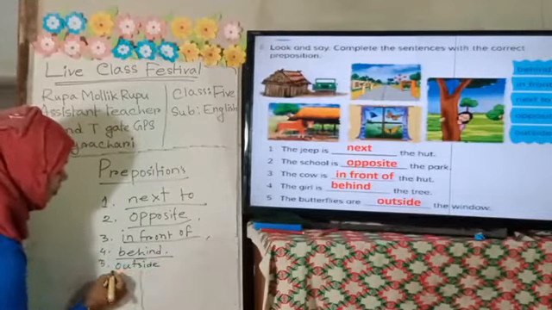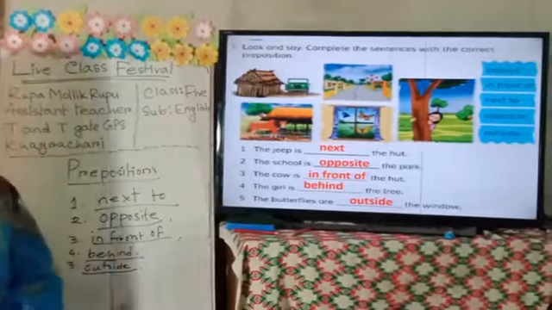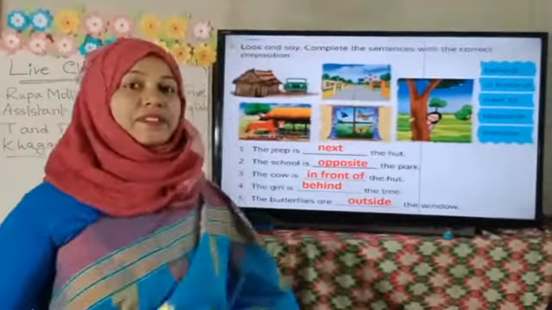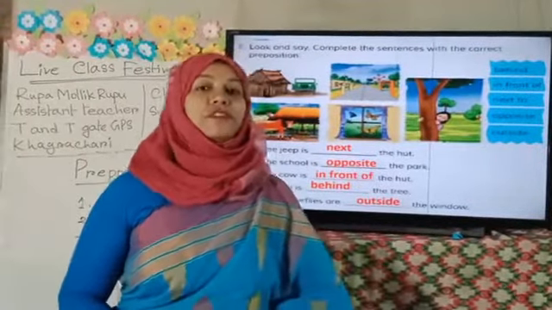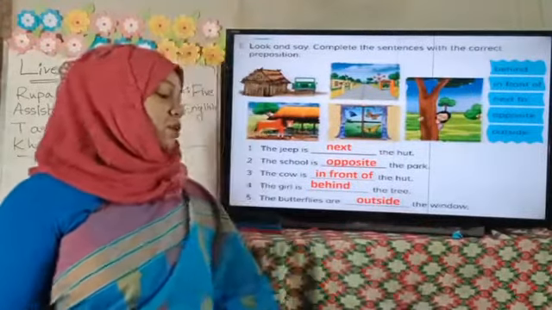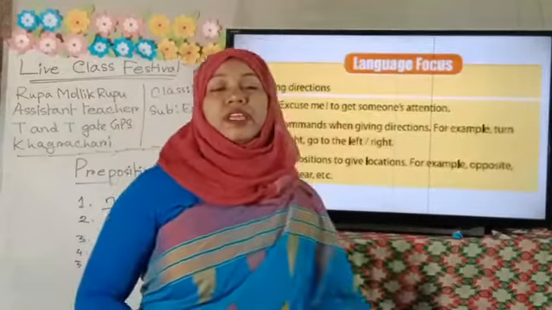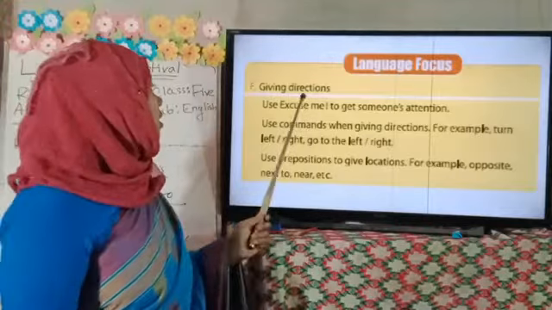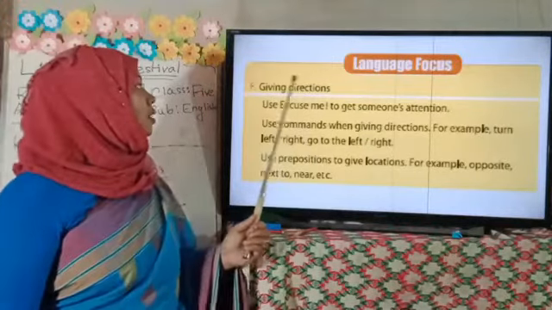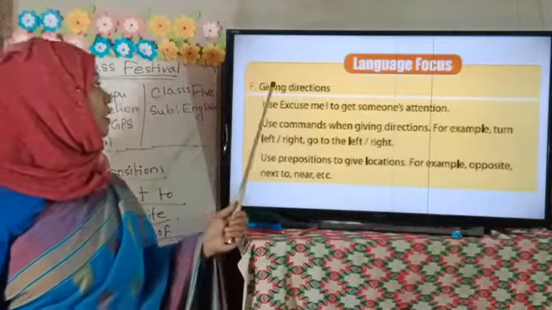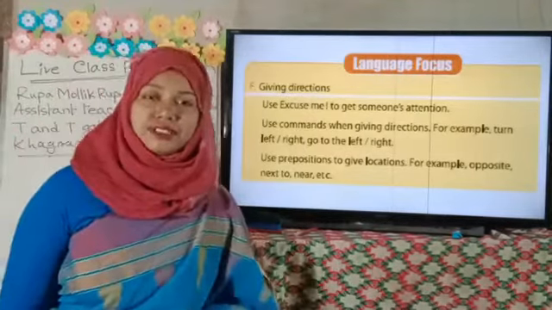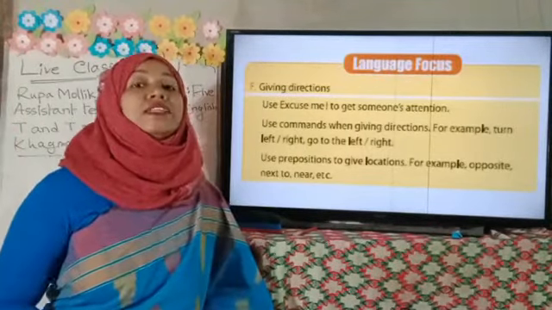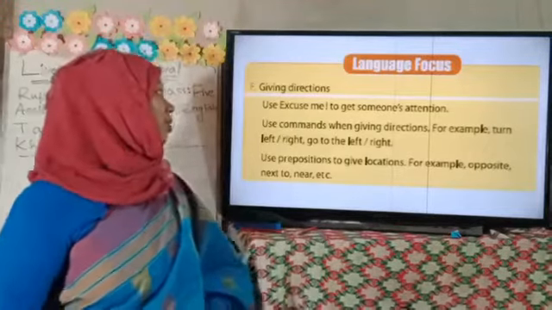Okay, dear students, I hope you all can fill up this gap sentence with appropriate preposition words, right? Okay, now look at your book. Here is the language focus, dear students. Here is activity F, giving direction. Giving direction. Nirdeshona dewar kotha bola hoyeche.